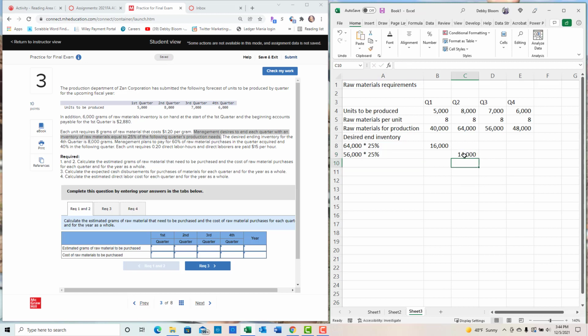I know that there's an easier way I can do this, but I'm not showing you Excel. I'm showing you how to solve the problem. For quarter 3, we would take quarter 4's requirements for production of 48,000, multiply that by 25%. And then finally, for quarter 4, notice it's given, because otherwise we would have to be given quarter 1's production for the next year. So we're told that the desired ending inventory for the 4th quarter is 8,000 grams.